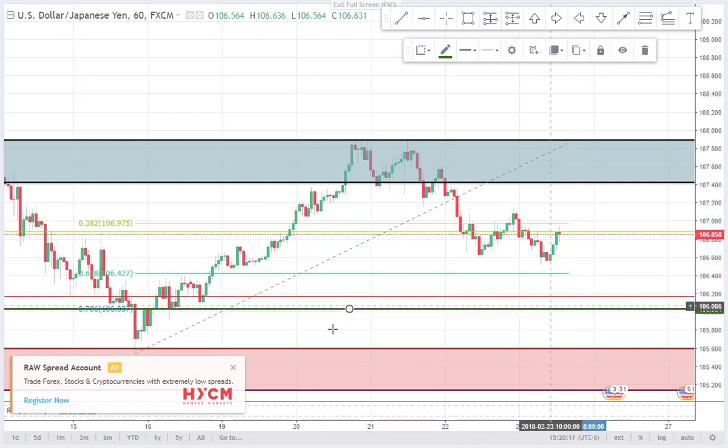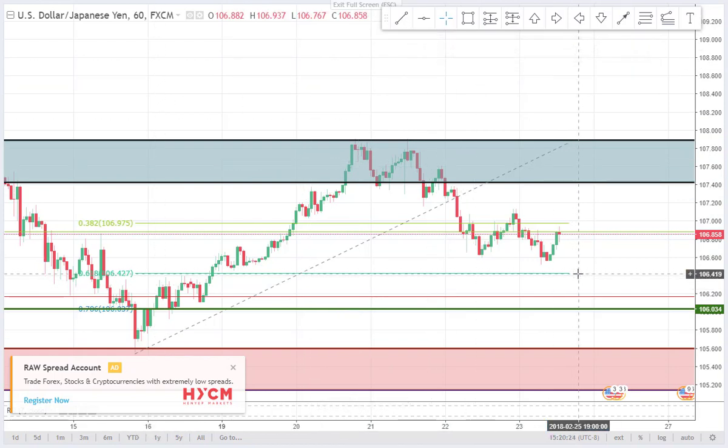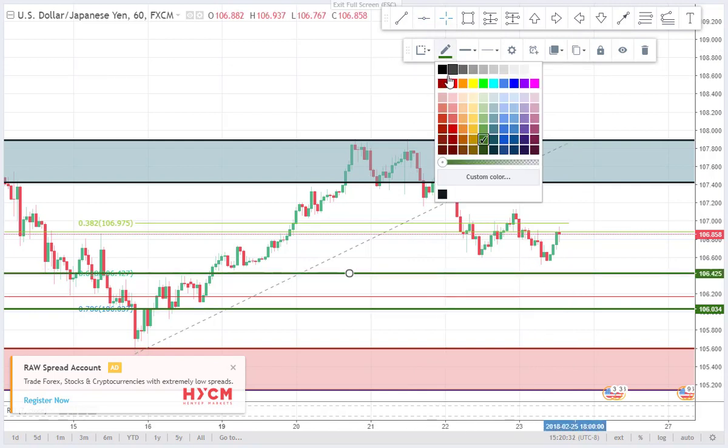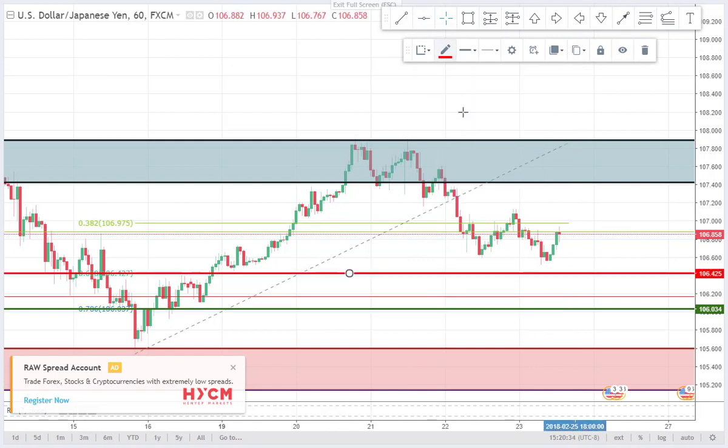This is where we get our 786, and not far from that, this is where we get our 618. Change the color, red will do, and this is where price action currently gives a support level. Didn't quite hit our 618, but came close and started to give us a push up.